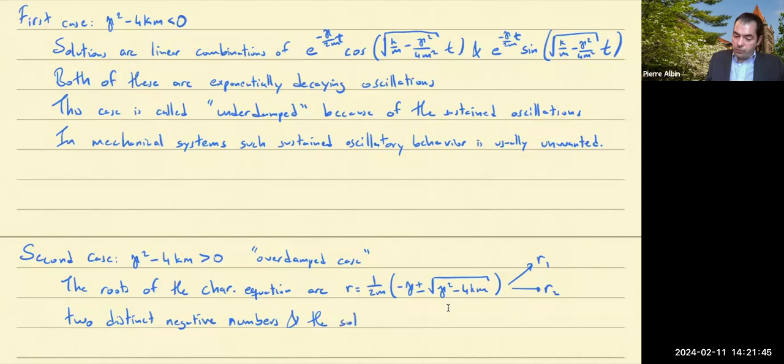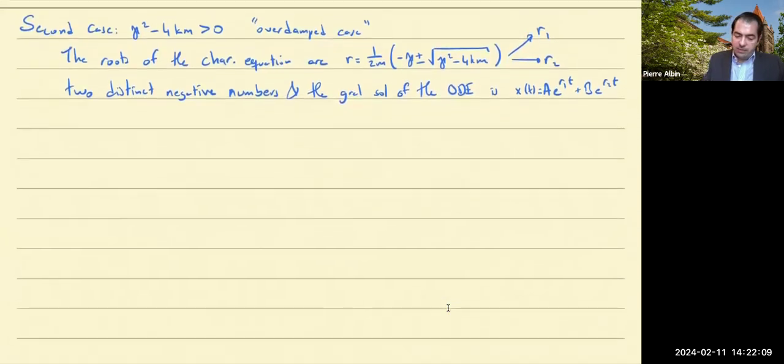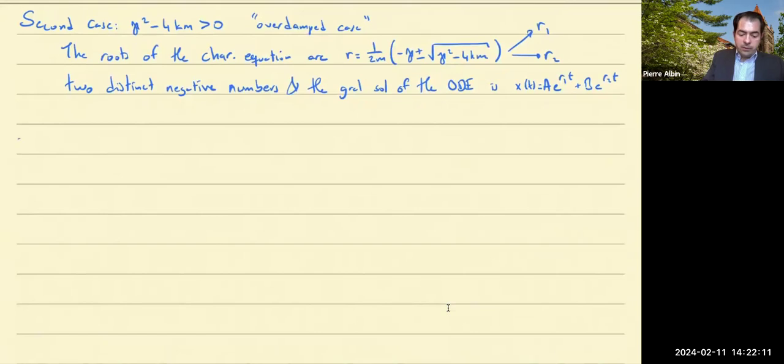And the solutions, well, let's say in the general solution, the ODE is just some constant times e to the R1t, some constant times e to the R2t, right? R1 and R2 are negative constants. So that's exponentially decaying.